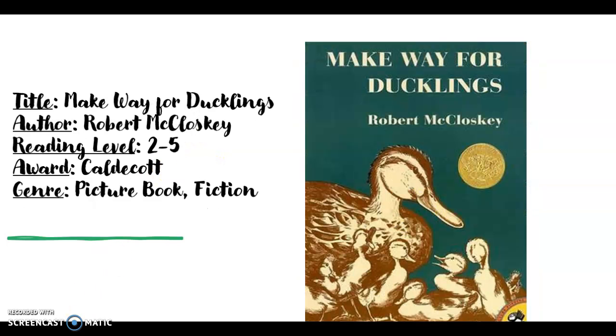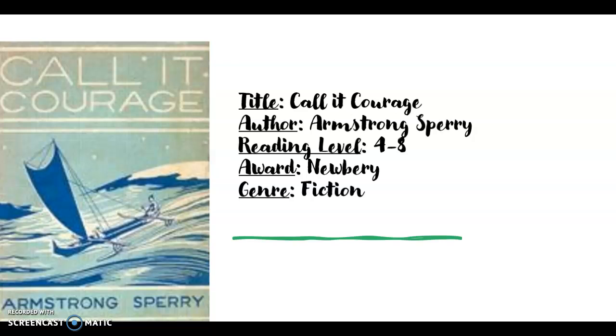And then the third book I have is Make Way for Ducklings by Robert McCloskey. Reading level 2nd through 5th, Caldecott Award, and the genre is picture book and fiction. So this is about a family of ducks and their journey to get to the Boston Public Gardens, as the parents thought that this was the best place to live. And so in the end, after crossing the busy streets of Boston, they all arrive safely.